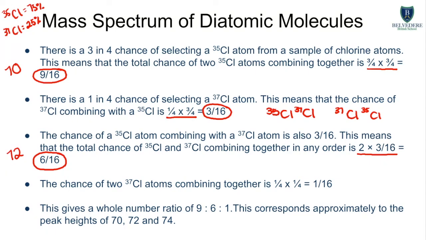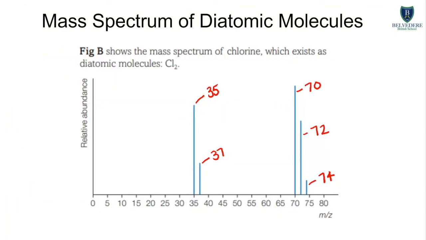The chance of me selecting two chlorine 37s is 1/4 times 1/4, which is a 1 in 16 chance that my mass is going to be 74. So this now gives me a ratio of 9 to 6 to 1. And this corresponds to the peak heights. So if I go back to my spectrum here, the 70 to 72 to 74 is going to have a ratio of 9 to 6 to 1. And you can see that in the spectrum. You can see the different heights relative to each other.